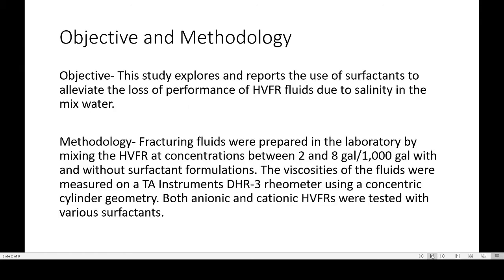I covered the objective and methodology together in this slide. The objective is that the study explores and reports the use of surfactants to alleviate the loss of performance of HVFR fluids due to salinity in the mixed water.